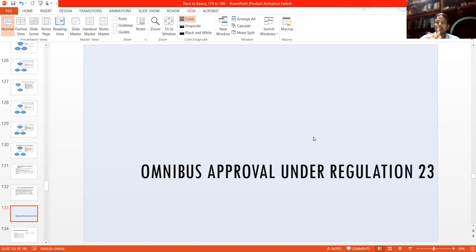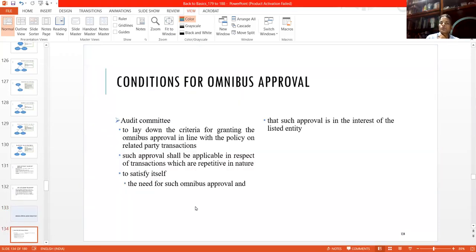Other than small value transactions, transactions could be recurring in nature or non-recurring in nature. In case of recurring transactions, the transaction can be put under omnibus approval. Omnibus approval essentially means it's covered by a generic approval, mostly given at the beginning of the year. But it's not that omnibus approval can be given at the beginning of the year only. For example, if transaction limits get exceeded and we need to raise the limits, we can always do it mid-year also. Omnibus means we are not doing transaction by transaction scrutiny, we are granting omnibus approval.